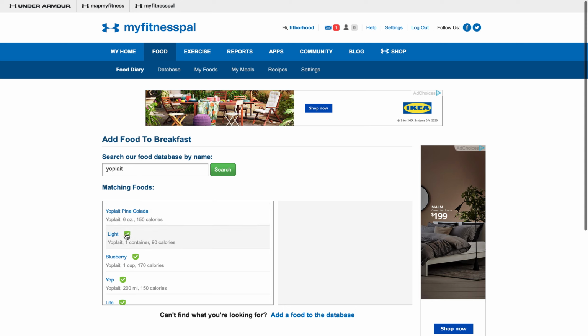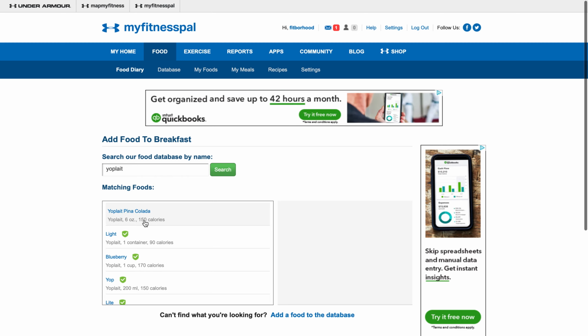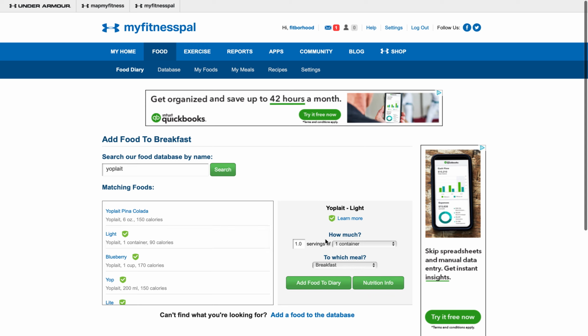But these green checks imply that MyFitnessPal has verified that this is accurate, versus Yoplait Pina Colada, somebody might have created that. So, 1 container probably means one of those small ones. So if you get a tub of yogurt, instead of 1 container, it might say 1 serving of 3/4 a cup or something like that. So we're going to add that food to our diary.